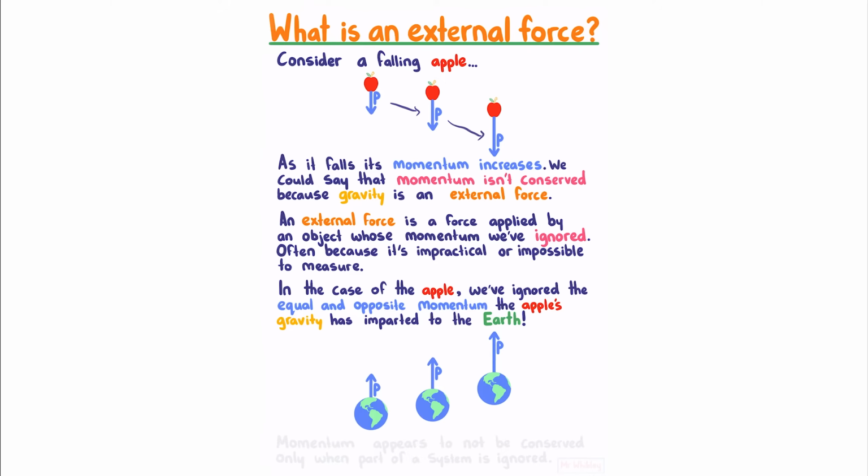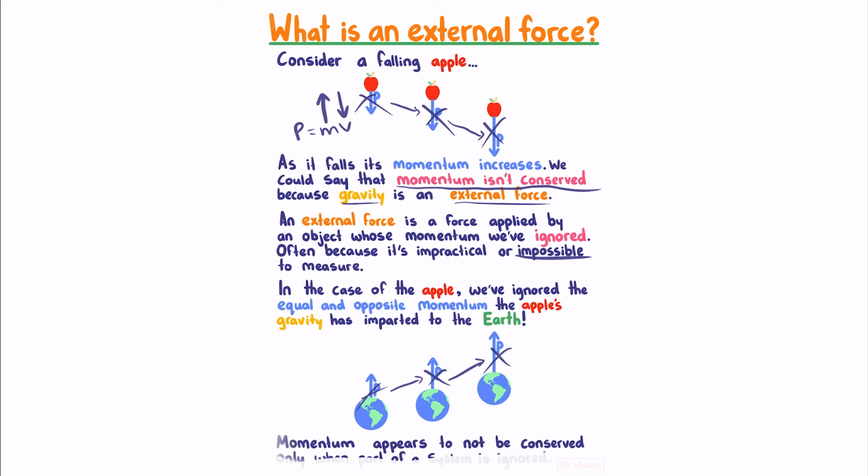As a result, the Earth gains an equal and opposite upwards momentum, such that these momentums cancel out, and momentum is actually conserved. However, considering that momentum is mass times velocity, because the mass of the Earth is much larger than the apple, its resulting upwards velocity is much smaller. So small that it's impossible to measure, and it's easy just to call gravity an external force and say that momentum isn't conserved. Long story short, momentum appears to not be conserved only when a part of the system is ignored.